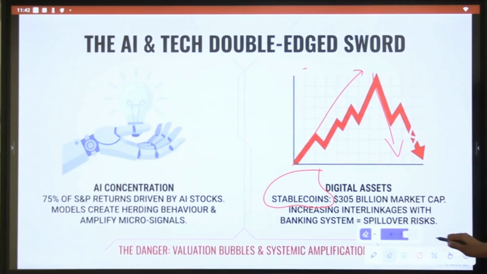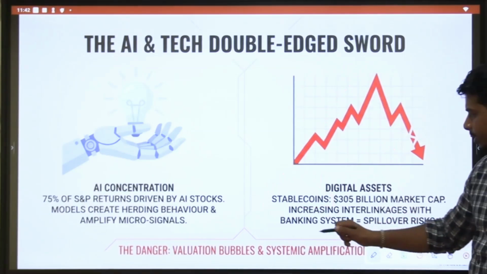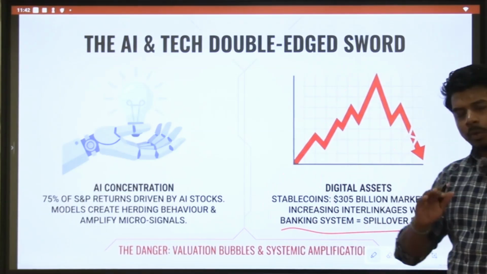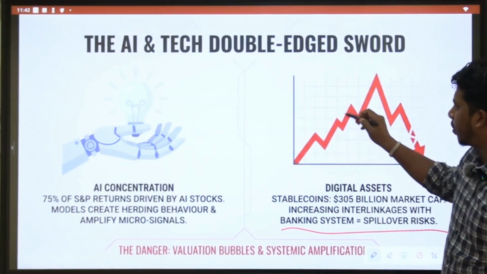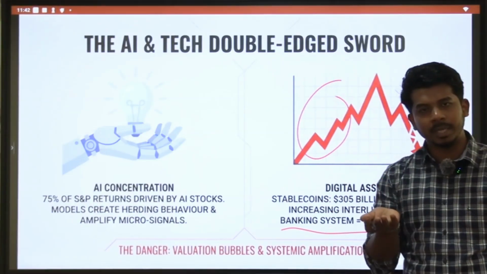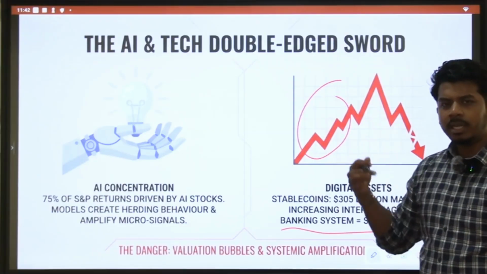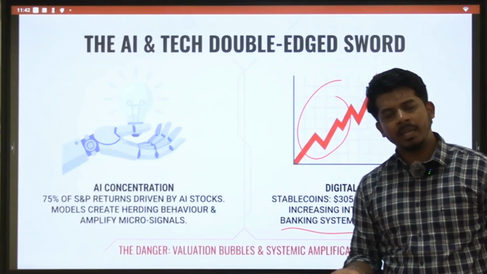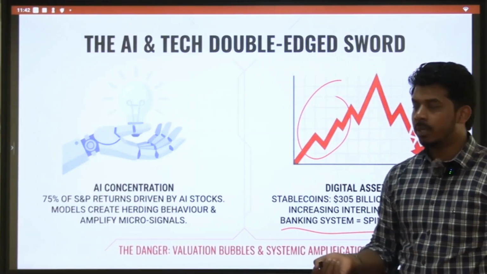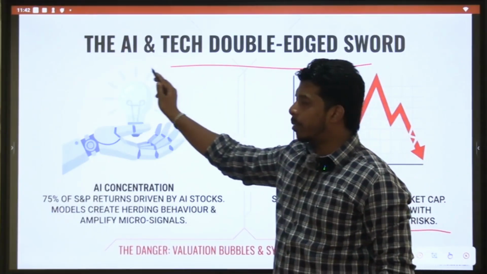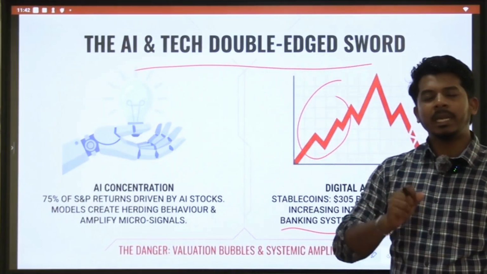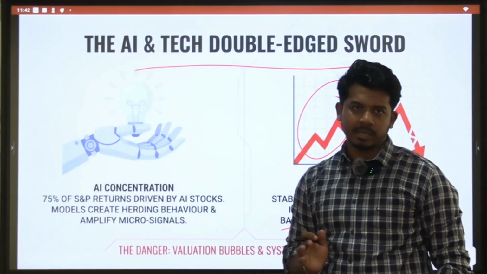The problem with this kind of bubble is that there will be a spillover risk. If I take some loan from a bank and I invest in some cryptocurrency or artificial intelligence or something, and suddenly it has fallen, now I cannot pay my loan back to the bank. Now the bank will go into crisis. So these technology bubbles can create an impact in the financial system also.